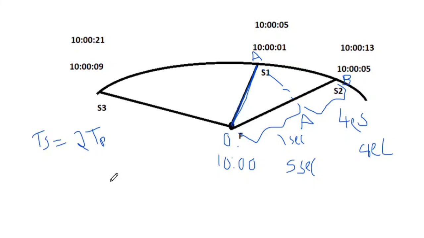If we consider the other cases, like S2, S3 and S1, S3, we can find this relationship similarly. That is, 5 seconds minus 9 seconds is 4 seconds, and 13 seconds minus 21 seconds is 8 seconds. In every case we find that the time taken by the S wave is always double the time taken by the P wave.